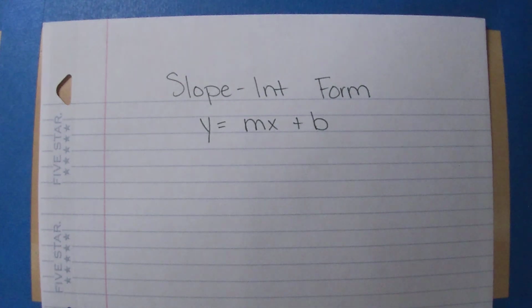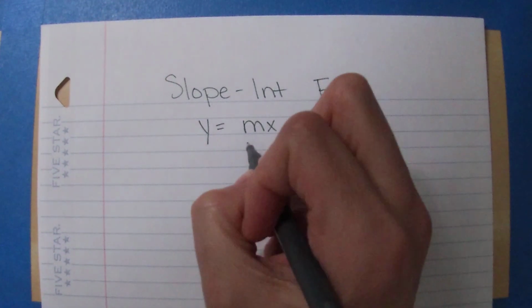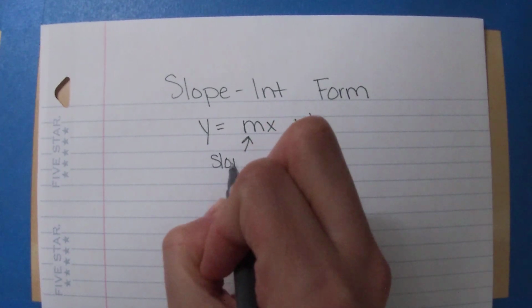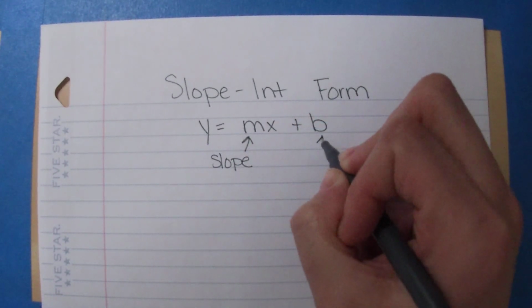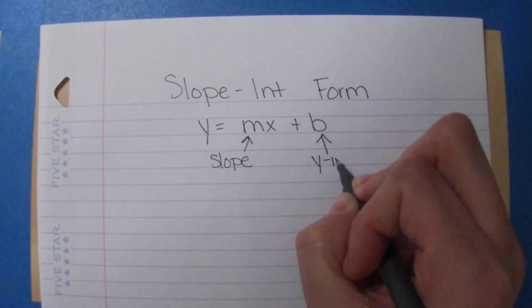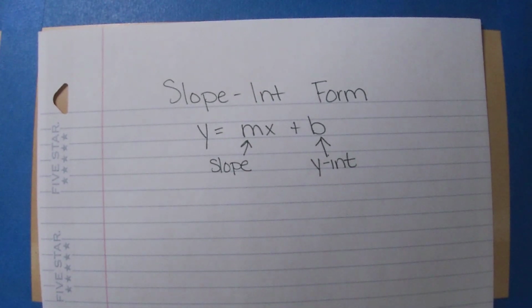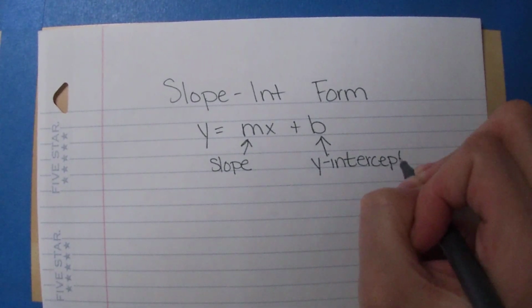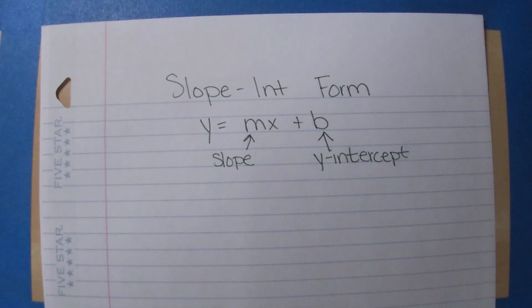And it shouldn't surprise us from the information that we learned yesterday that the m is going to be slope. Now, b is going to be a new letter. B is going to be our y-intercept, okay? So a y-intercept is where a line crosses the y-axis. So where it intersects the y-axis.